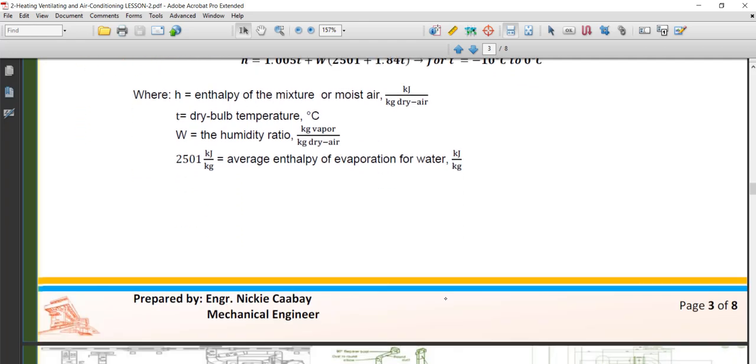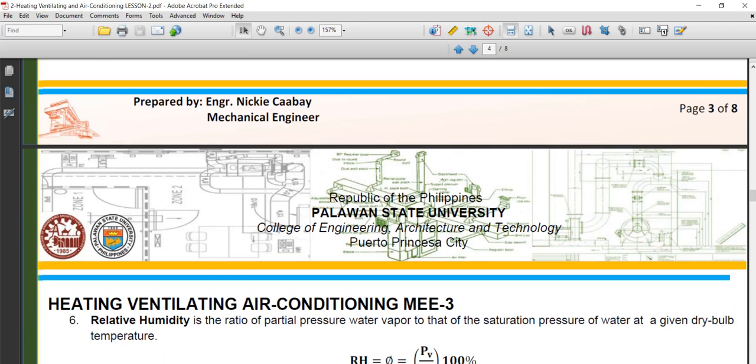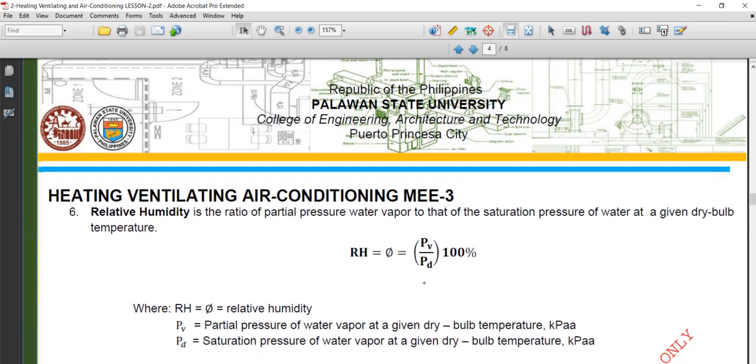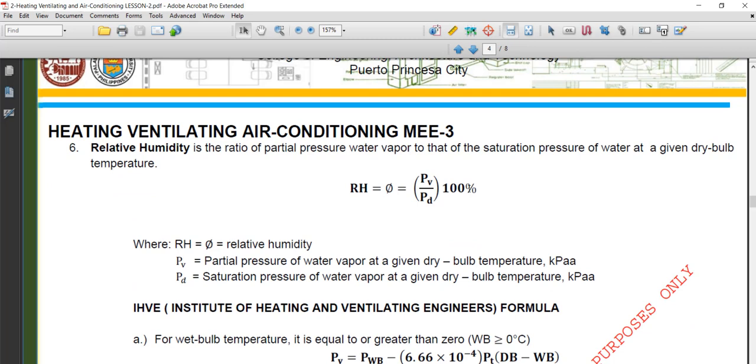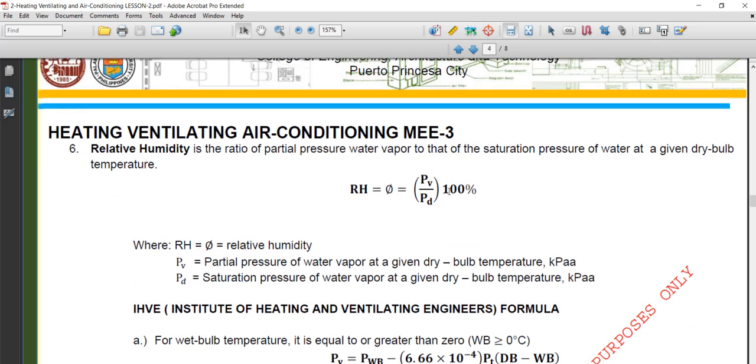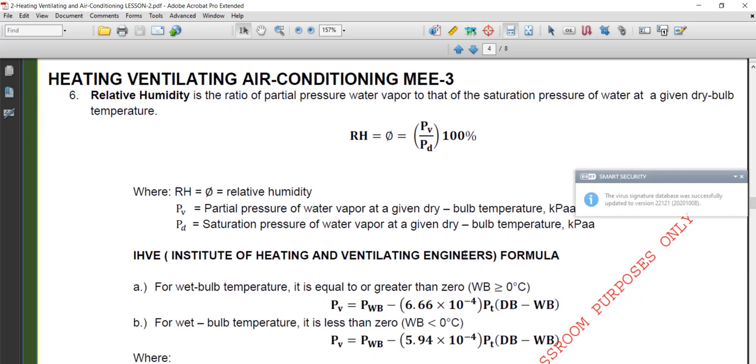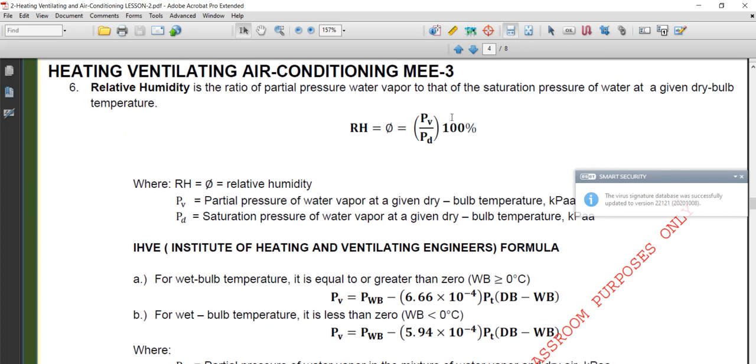Okay, moving on. So relative humidity, we have defined as the ratio of the partial pressure of water vapor to the saturation pressure of water at the given dry bulb temperature. So we have this one: that will be the partial pressure over the saturation pressure of water vapor at the given dry bulb temperature, times 100%.